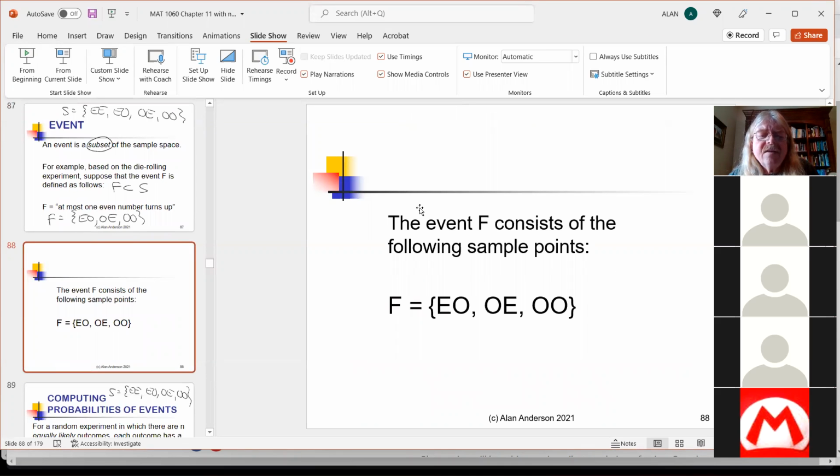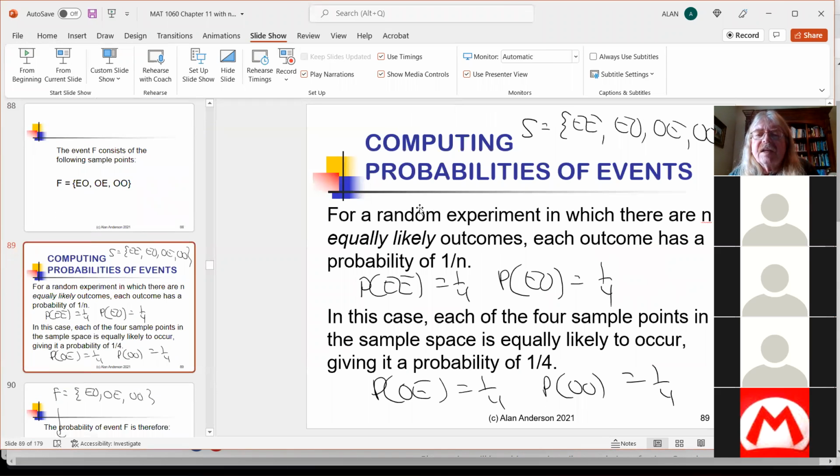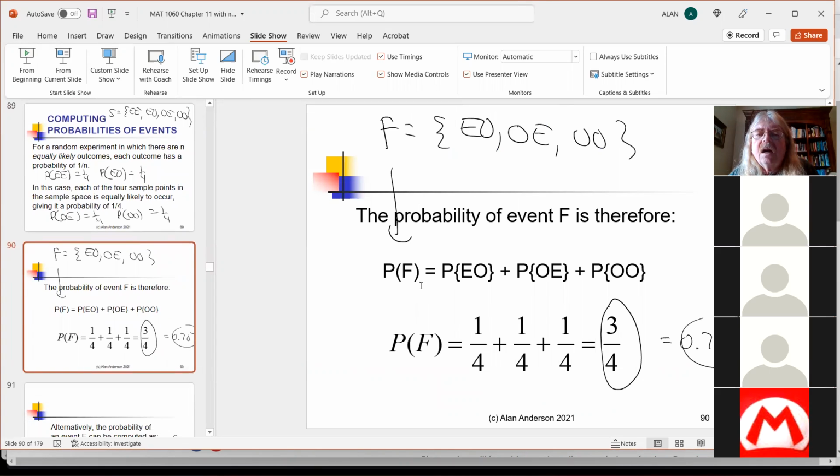So what you can do is just say, well, listen, all I have to do is calculate the probability of each of these elements individually and then add them up, and that will always work. And so we've already seen that each one of these has a probability of 1/4. So therefore, the total probability of F is just 3/4 or 0.75. So it's pretty straightforward. Just add them up.